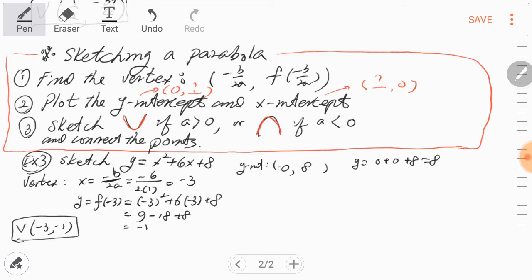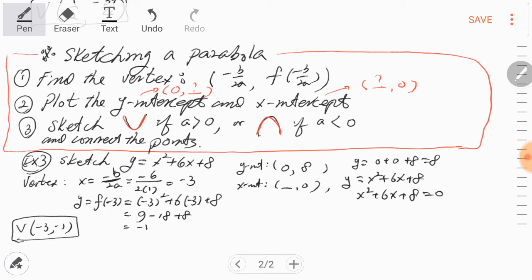Y-intercept is really easy. Just plug in 0 for x, then y is 8. The x-intercept is hard because we have to set the y value to 0. Then y is 0, then what? So 0 is equal to x squared plus 6x plus 8. The function is y, and we're going to set this equal to 0.